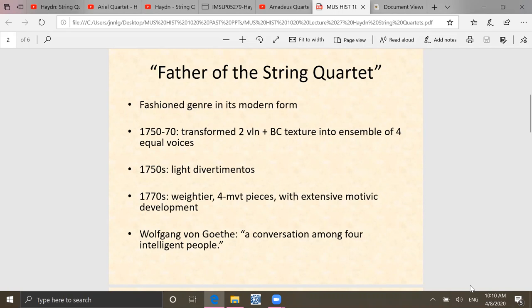So the point about that is that this is a conversation and that the string quartet is more about equality of the voices within that conversation. So let's think about that as we listen to these pieces today. And we definitely want to listen for ways in which Haydn is playing with varying motives and themes.